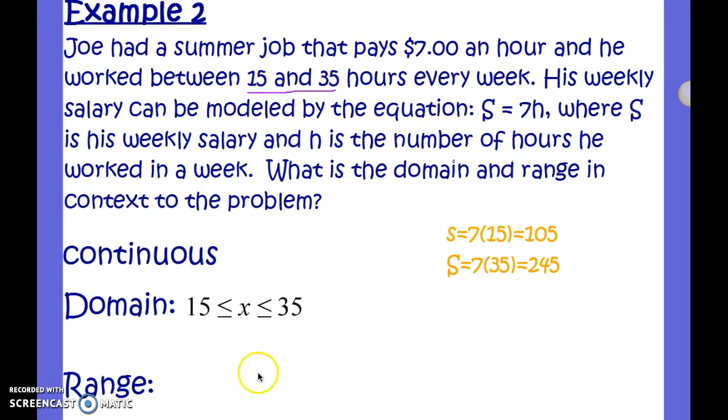When I write my range, I use my inequality notation because it is continuous data. So 105 goes first: 105 is less than or equal to Y, which is less than or equal to 245. And that would be your answer.